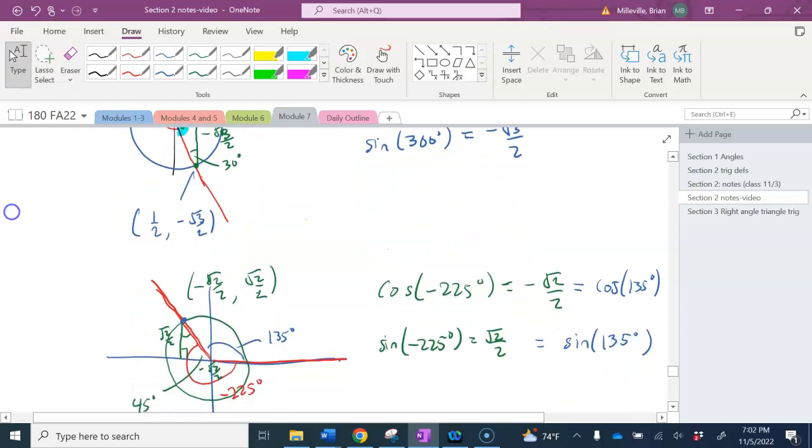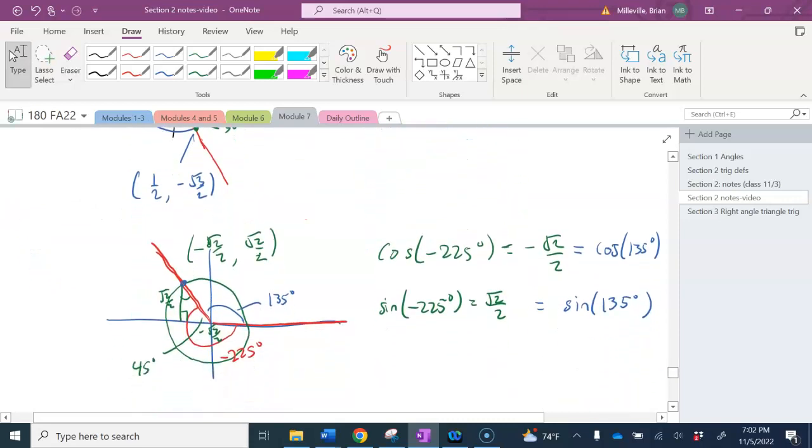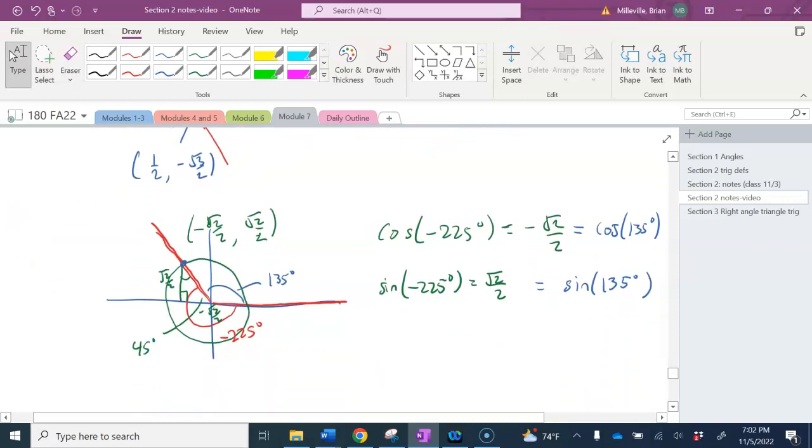Okay, last one with this group here. What about negative 225? So in this case, remember, we draw negative angles. We go from the x-axis clockwise, not counterclockwise. Counterclockwise is for positive angles. So for a negative angle, we have the terminal side landing here. Now, that also shows us our reference angle is, once again, 45 degrees. The acute angle between the terminal side and the x-axis is 45 degrees.